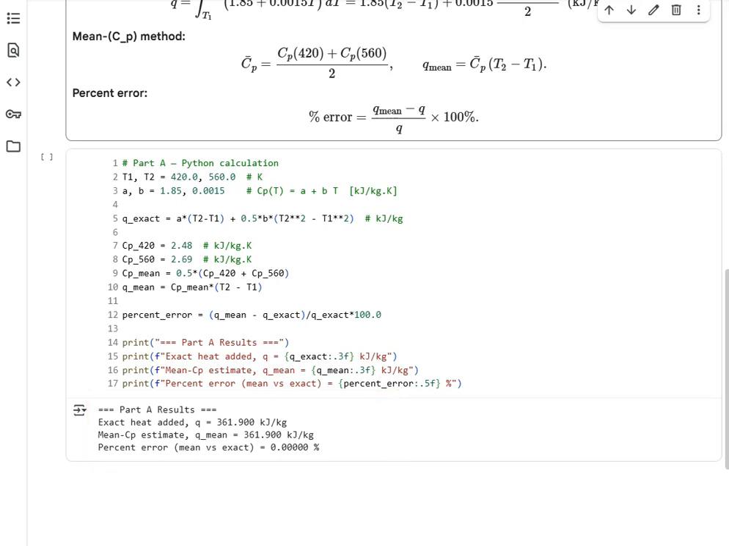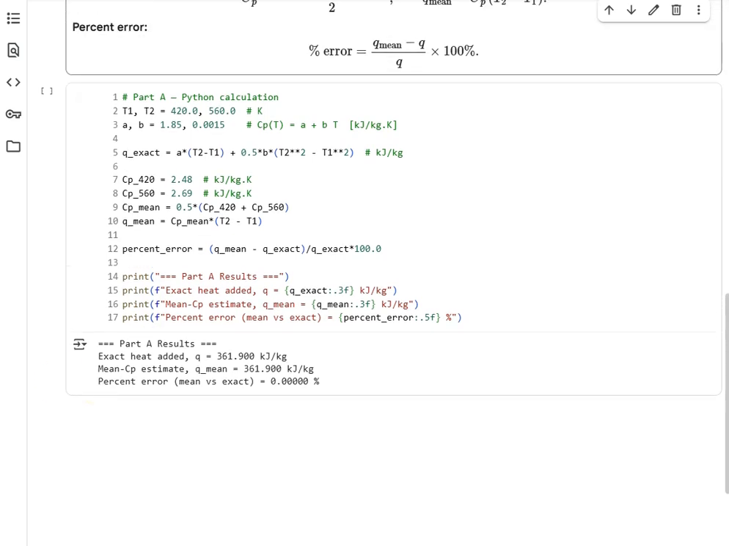So what does this mean physically? It means that for a small temperature range or linear Cp variation, the mean heat capacity method is just as accurate as direct integration. But for a large temperature range or nonlinear Cp equation, you should always use the integral method for better accuracy. Now to summarize, we have learned how to integrate variable heat capacity with respect to temperature, verified the result using Python, and compared it with the mean Cp method.